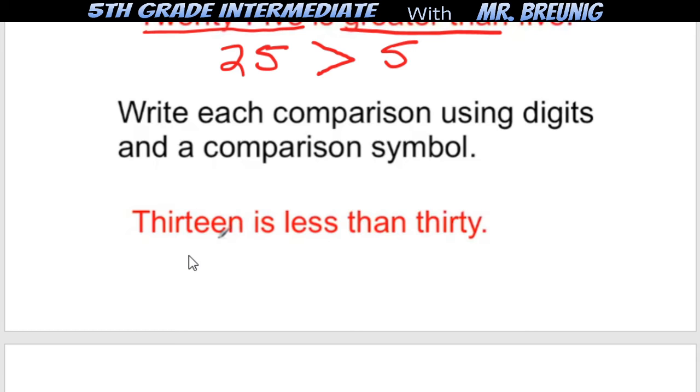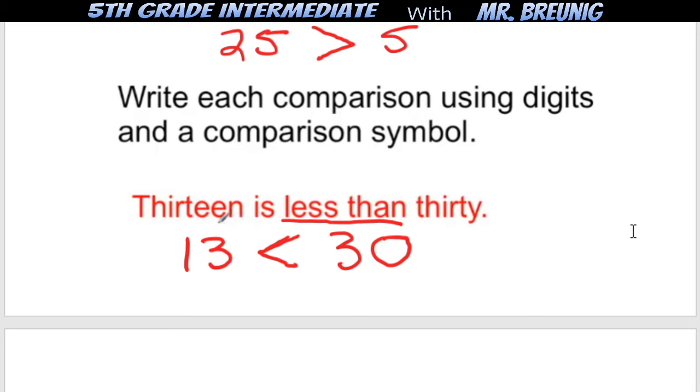All right, 13. Well, I can write 13. That's a 1 and a 3. Is less than 30. Well, reading from left to right, I want the smallest number of my comparison to be on the left, because that's less than. 13 is less than 30. And when I do that, which side is the alligator taking a bite out of? Well, he's taking a bite out of the 30, because that's much bigger. All right, good job.